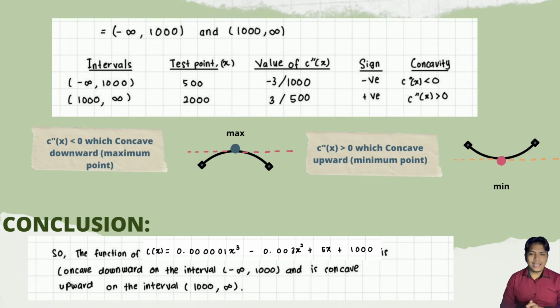So yeah, when the second derivative of the cost function is less than 0, it is concave downward, which is a maximum point, and when the second derivative is more than 0, it is concave upward, which is a minimum point. So what I can conclude here is that the function C(x) equals 0.000001x cubed minus 0.003x squared plus 5x plus 1000 is concave downward on the interval negative infinity to 1000, and it is concave upward on the interval 1000 to infinity.